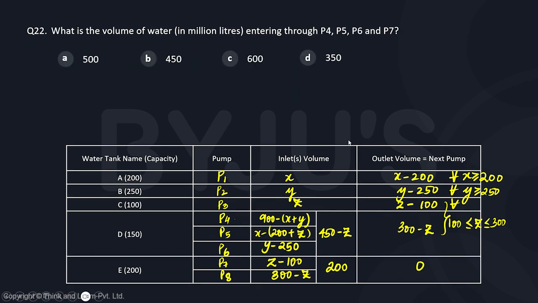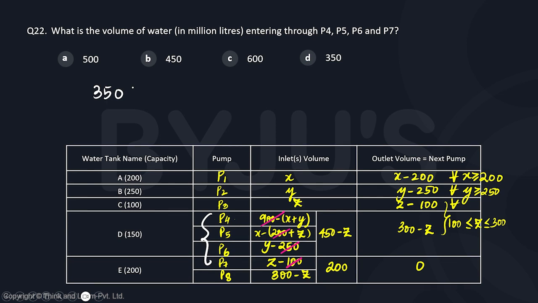Question number 22. What is the volume of water in million liters entering through P4, P5, P6 and P7? So we need to find out the sum of all this. So which is going to be, let's take care of the numbers first. So we will have 900 minus 200 minus 250 minus 100, which is going to be minus 550. 900 minus 550 is going to be 350.